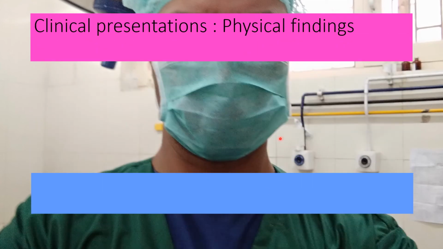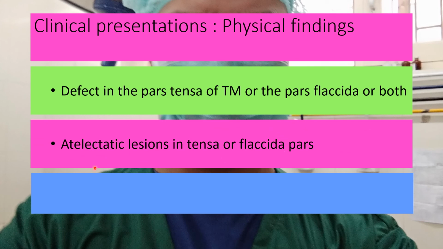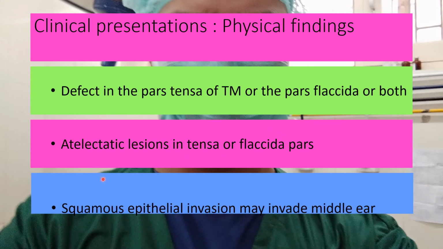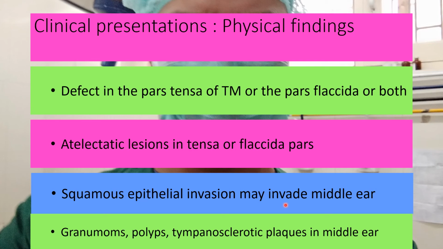Now, clinical presentation: what are the physical findings? Defect in the pars tensa of the tympanic membrane or the pars flaccida or both. Atelectatic lesion in the pars tensa or pars flaccida. Squamous epithelial invasion may invade the middle layer. Granulomas, polyps, tympanosclerotic plaques in the middle layer. These may be the clinical presentations and physical findings in the patient.